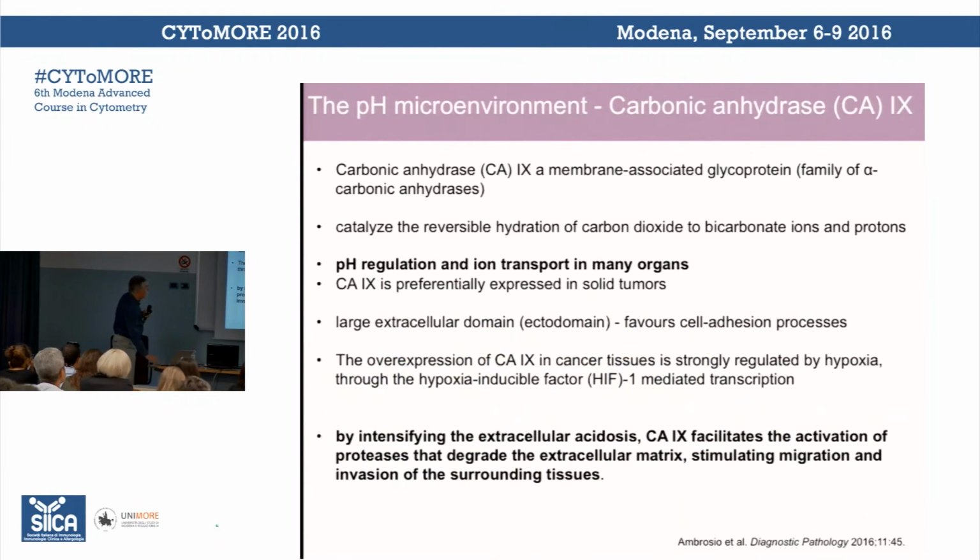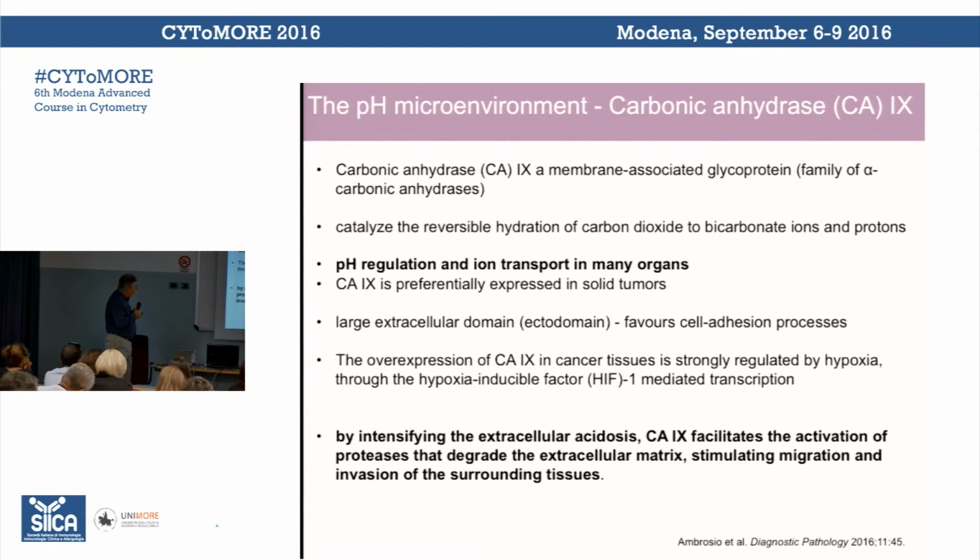One of the key factors for acidification, of course, is carbonic anhydrase 9, often used as a marker for progression of tumours during therapy. You can pick this up in the blood. pH regulation and ion transport in many organs is controlled by carbonic anhydrase 9. Not surprisingly, it's a membrane-associated glycoprotein.